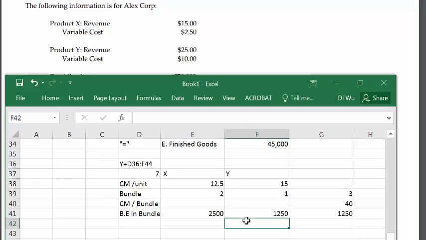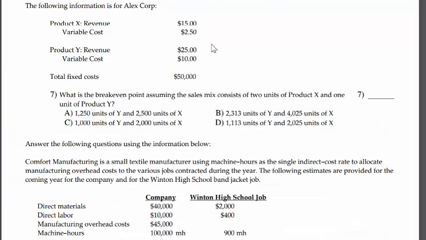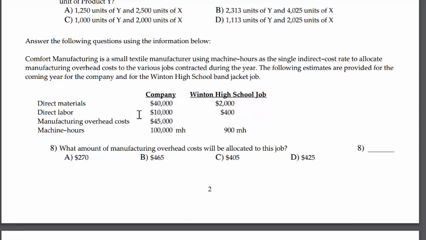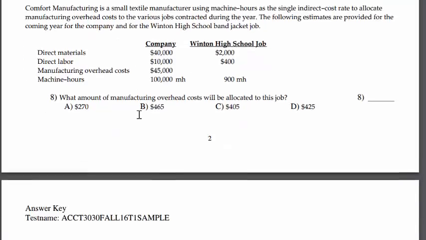So we need to sell 2,500 units of X and 1,250 units of Y to break even. So therefore you can find the answer. The right answer actually is A. Now let's take a look at question 8, which is the last question in the sample.